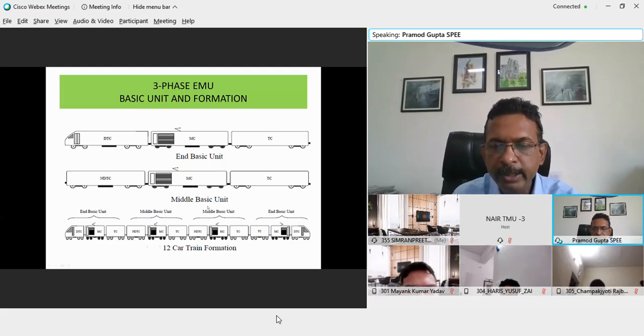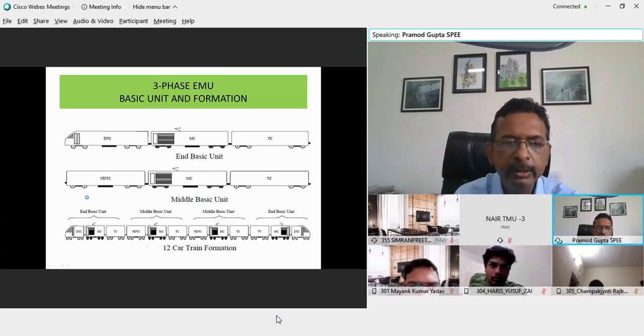Similarly, we have the middle base unit where the motor coach and trailer coach are identical in shape, size, and equipment. And we have a non-driving trailer car because that particular coach is not supposed to drive the train. So we can have a minimum of 9 coaches, and we can multiply the coaches in multiples of 3. In this photograph, we have 2 end base units and 2 middle base units. This combination is a 12-car rake, which is now standard in the Mumbai area.